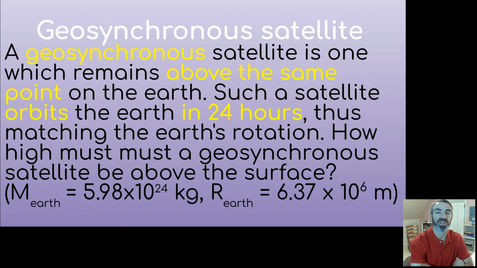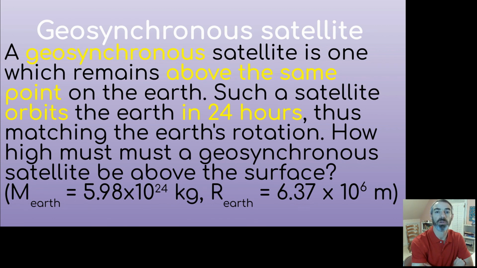Now, a geosynchronous satellite is a satellite that is above the same point on the Earth. So if you're able to look up and see the satellite, every single day you looked up, that satellite would be in the exact same spot. The reason for that is that it takes 24 hours to orbit. That's what a geosynchronous satellite is. It orbits the Earth once every 24 hours. So it basically matches the rotation of the Earth.